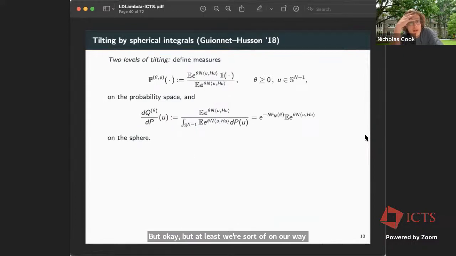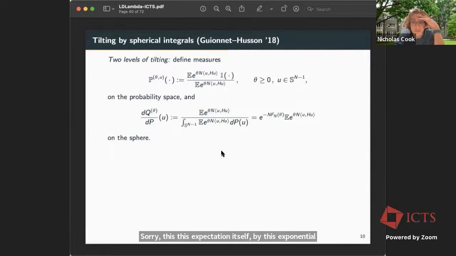So how do they do this tilting? Since we're tilting by something that's itself an expectation over a random vector U, which is independent of the matrix, there are two levels of tilting happening. So I have two different families of tilted measures that we're going to work with, for a fixed choice of theta and a fixed choice of U. We have tilted measures on the probability space where we're reweighting by the exponential of this quadratic form expression. And then we also define tilted measures on the sphere, which reweight by this exponential moment itself.